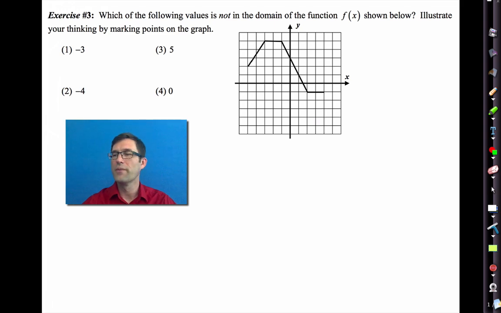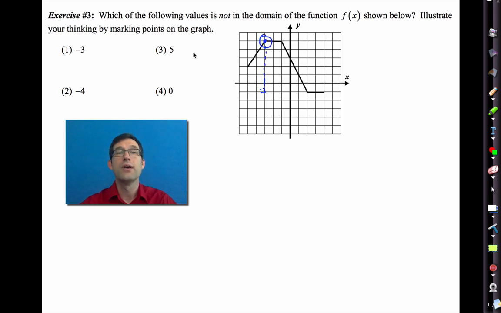All right, let's go through it. When working with domain and range, the most essential thing to remember is that the domain is x and the range is y. Now we're talking about the domain here, so I'm going to cross off range. So if negative 3 is in the domain, we should be able to go to x equals negative 3 and see a point.